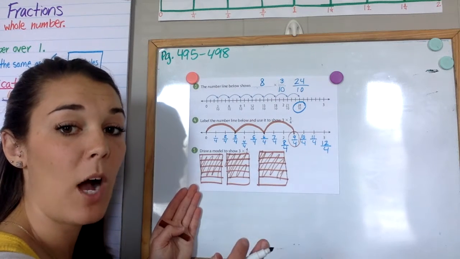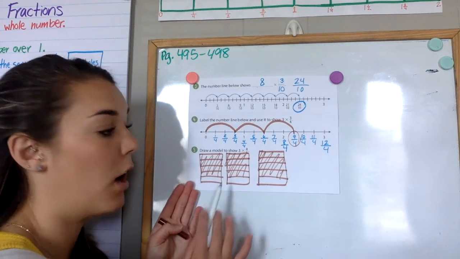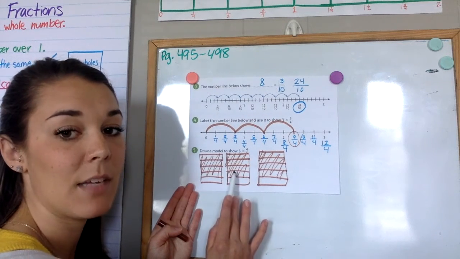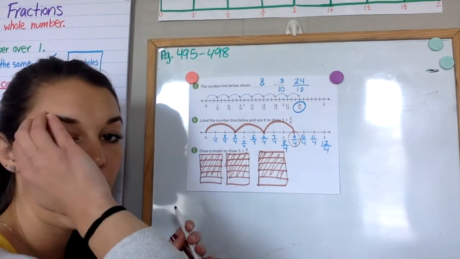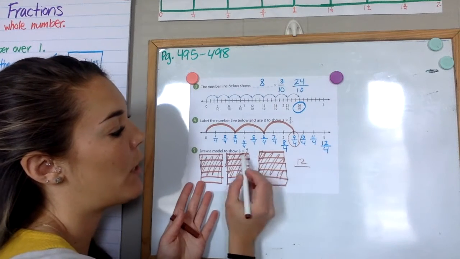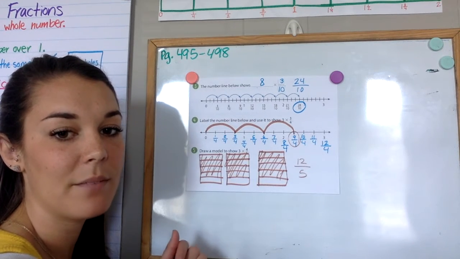Now I'm going to solve my problem. I'm going to see how many fifths do I have shaded in all. Well, I have 4 plus 4 is 8. And then 8 plus another 4: 8, 9, 10, 11, 12. 12 over 5. All right.